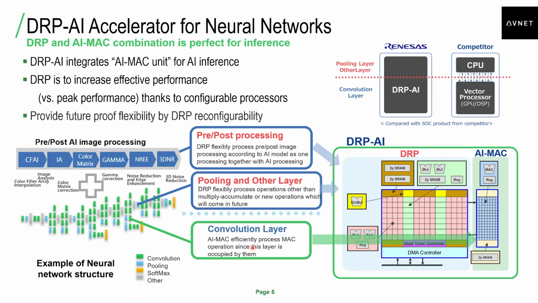For example, the DRP block can be reconfigured on the fly to process the pooling, softmax, and other functions, while in parallel, the convolution layers are being run on the AI MAC. This enables the device to achieve very efficient processing of the AI algorithms. This efficiency then translates into higher performance and/or lower power.